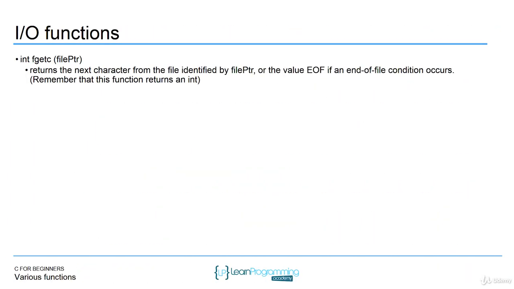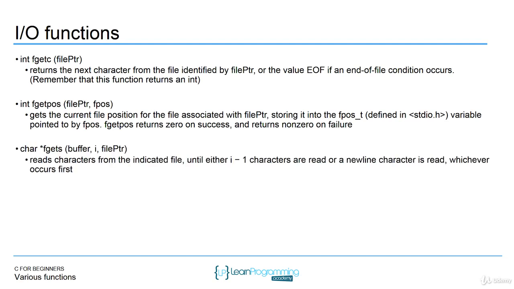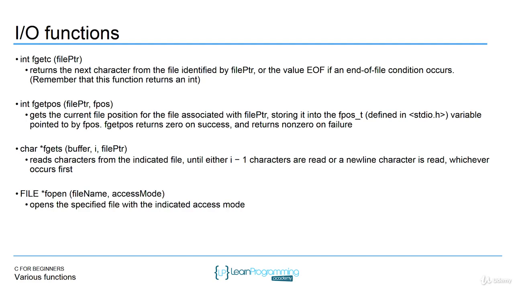We also have fgetc. This is reading in individual characters, and takes a file pointer. We have fgetpos, one of the position functions. It gets the current file position for the file associated with the file pointer and stores it in an fpos_t type, which is defined in stdio.h as well. We had our fgets. This was reading in strings. It reads characters from the indicated file, up to a given number of characters.